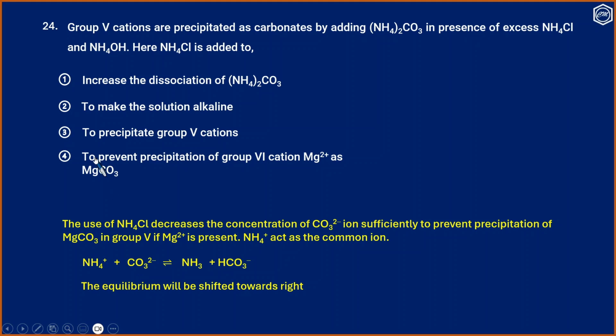So the correct answer is option 4, that is to prevent the precipitation of group 6 cation magnesium 2 plus as magnesium carbonate.